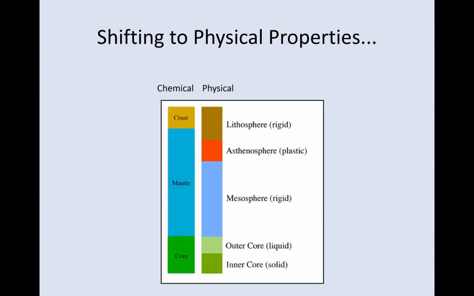If we shift to physical properties, here's where it's really useful to not just look at crust, mantle, and core, but to explore a little bit the difference between lithosphere and asthenosphere. And you'll notice that the lithosphere and the asthenosphere don't entirely line up with that distinction between crust and mantle that we've talked about. In fact, the lithosphere contains the crust and a small portion of the upper mantle. The asthenosphere is the plastic layer, and that's a little bit further down in the mantle.